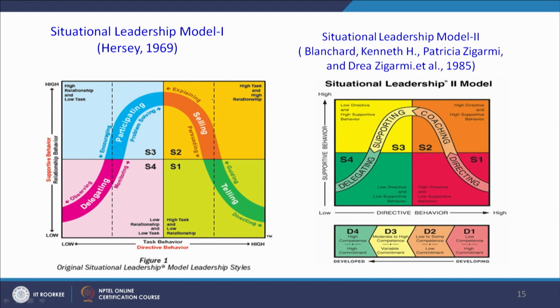Initially, it was developed by Hershey and Blanchard in 1969, and they identified it based on directive behavior and supportive behavior, or task behavior and relationship behavior, right. And the other diagram is the situational leadership model, which was developed by Blanchard, Kenneth, Zigarmi in 1985, and they included the maturity or the developmental models of situational leadership style.